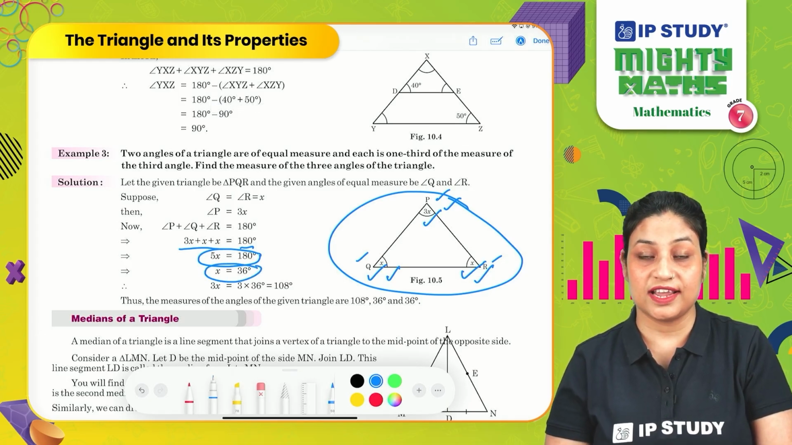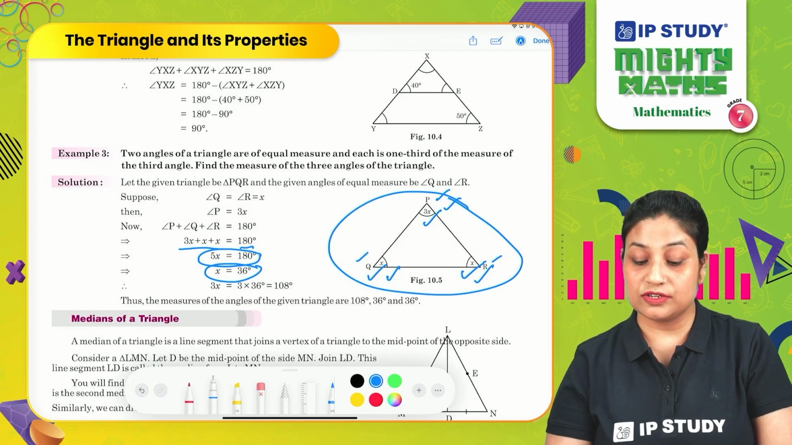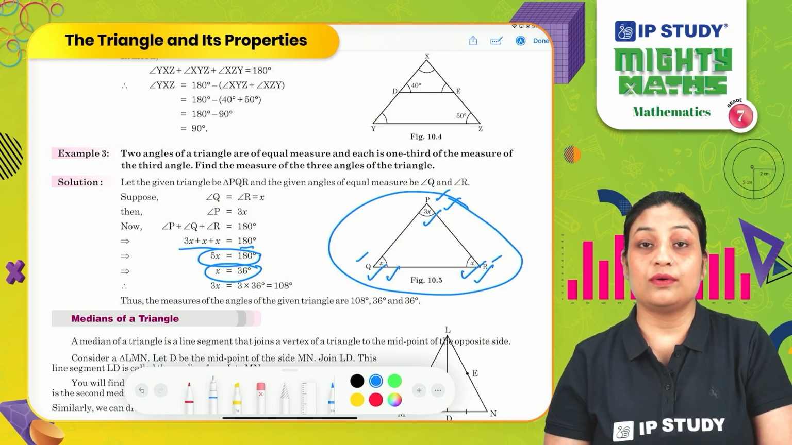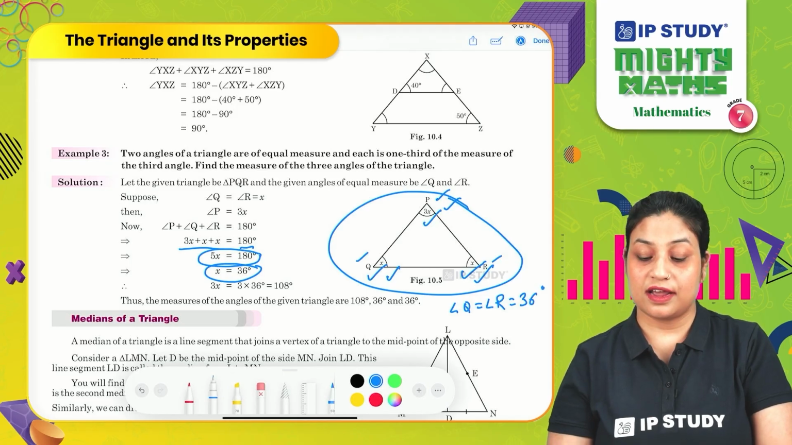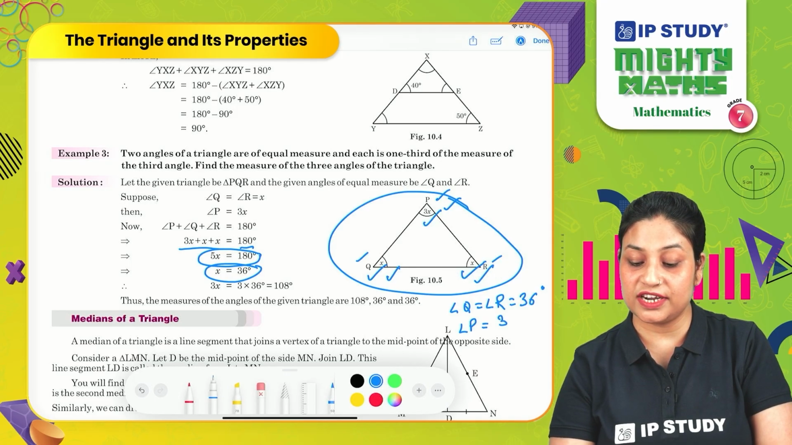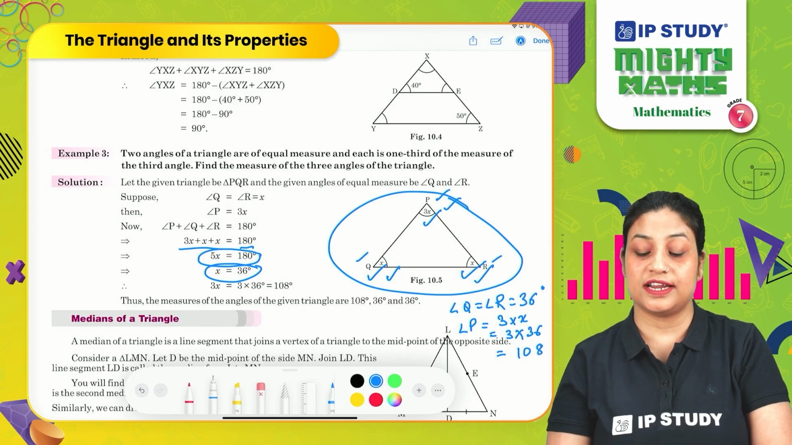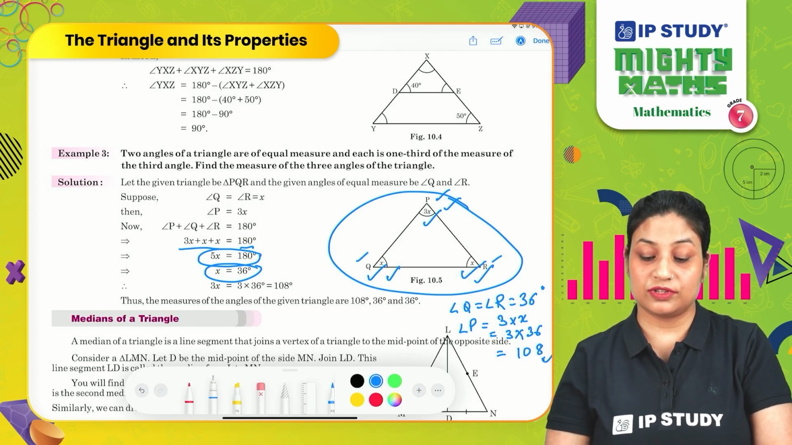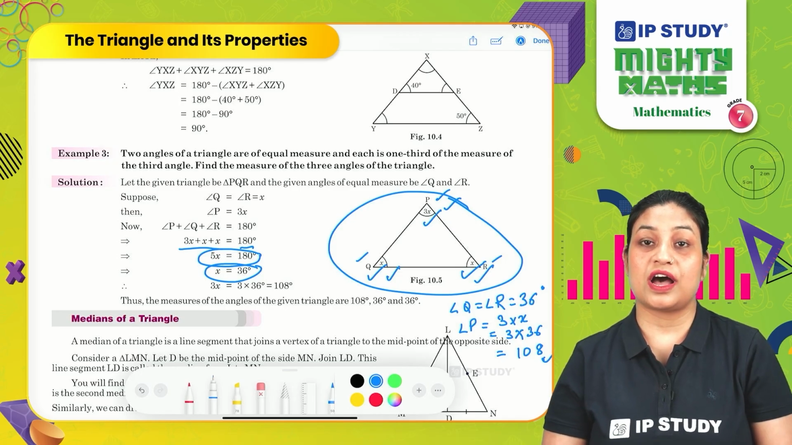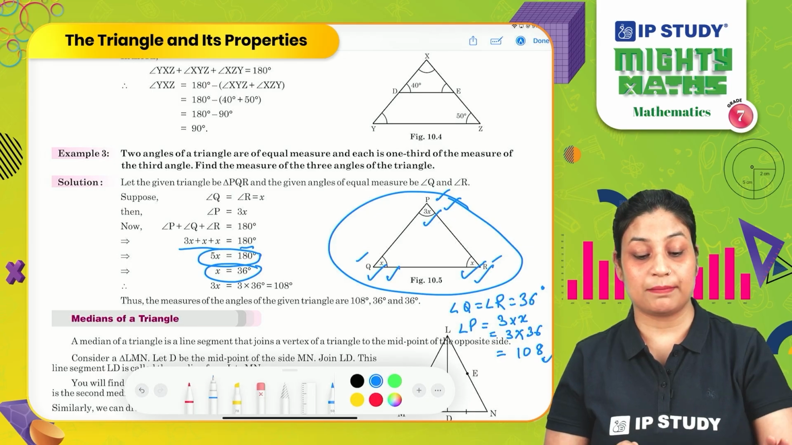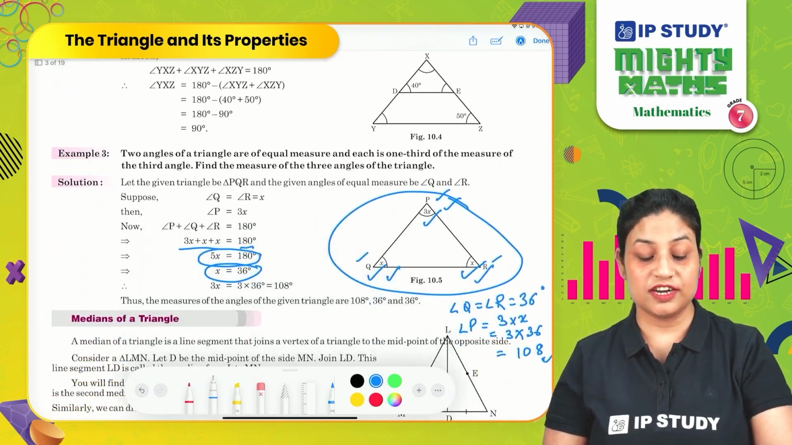Now, I have the value of x that is equal to 36 degrees. Angle Q and angle R were x degrees, so it means that the value of angle Q and angle R is equal to 36 degrees. And it was given angle P is 3 times x. So what you have to do? Simply multiply 36 with 3. That comes out to be 108. Right? So this is how you can solve the question based on the angle sum property of a triangle. I hope you have understood this property and I hope the examples that we have discussed are very clear to you. Now, let's move on to the next topic.